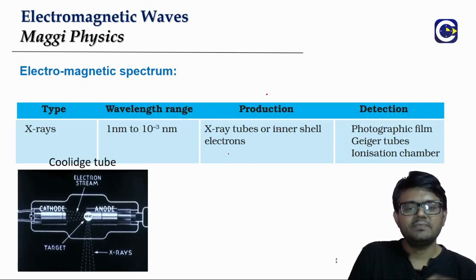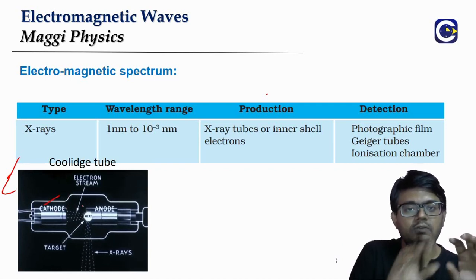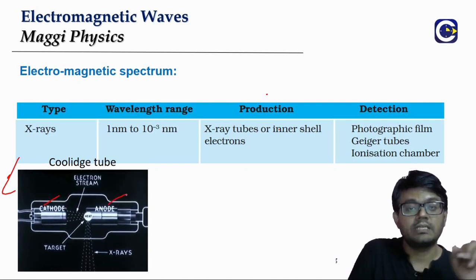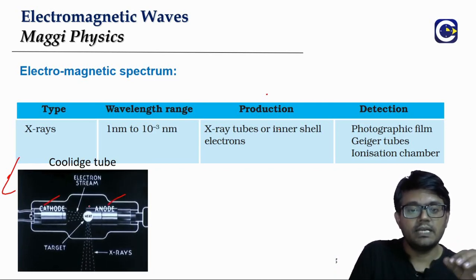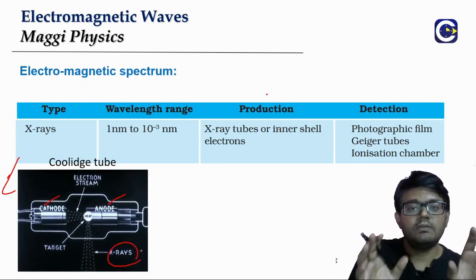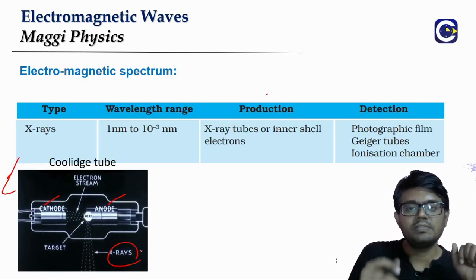X-rays: how do we produce the X-rays? Using the Coolidge tube setup. So look at what happens here: when you apply a high voltage, an electron beam from the cathode will be coming and hitting the anode. We call it the target anode. Of all the energy from the momentum transfer, the majority, 99%, will be going into heating of the anode. Only about 1% of that energy will be converting into X-rays. That's how we can produce these X-rays.